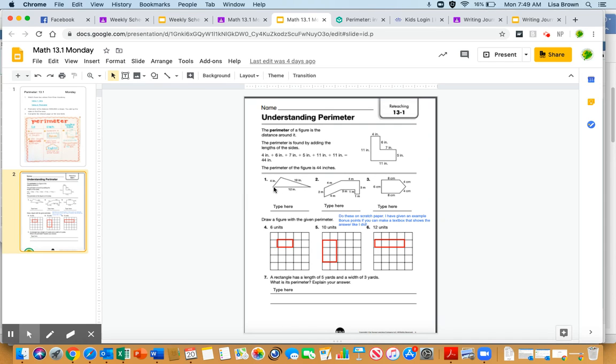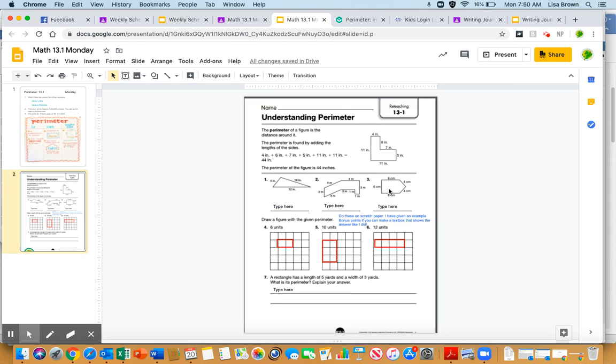So number 1, there's the perimeter. It shows there's a length of 4 inches, 10 inches, 12 inches. And to find the perimeter, you need to add them up. So you would need to add 4 plus 10 plus 12. Once they have the answer, they go right here where it says type here, click on it, and then they can type in their answer. So 10 plus 12 is 22, 22 plus 4 is 26. So they would type in here, the answer is 26. Okay.